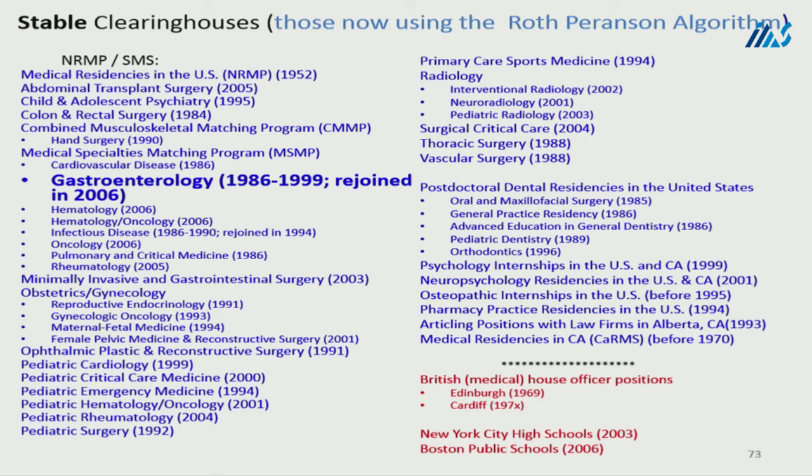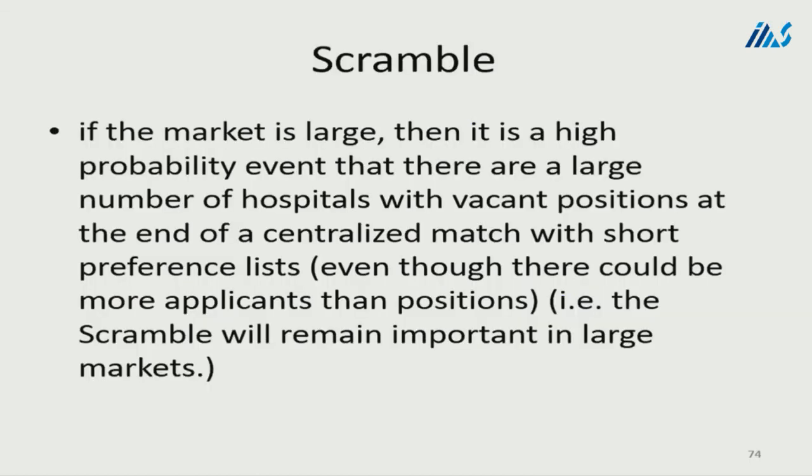So let me see if I can show you. Oh, here's a list from Elliott's website, well, some of it's from Elliott's website, of many of the matches that use the Roth-Peranson algorithm, the algorithm I've been describing to you. And many of these have couples. So when I say that these are annual markets and it's very rare that you can't find a match that's stable with respect to couples, it's a trade secret of Elliott's just when this happens.